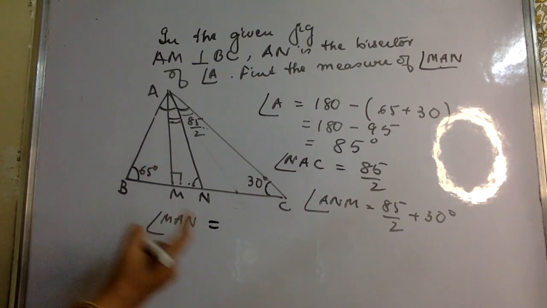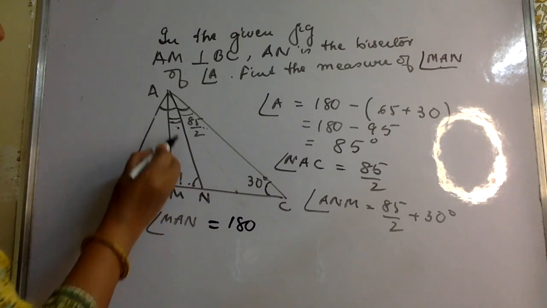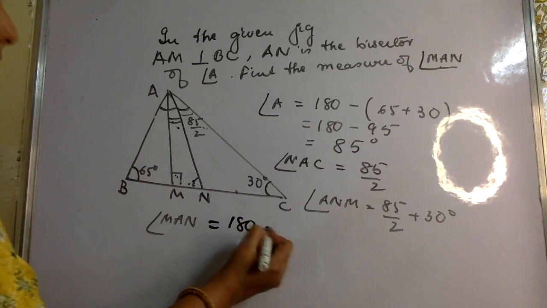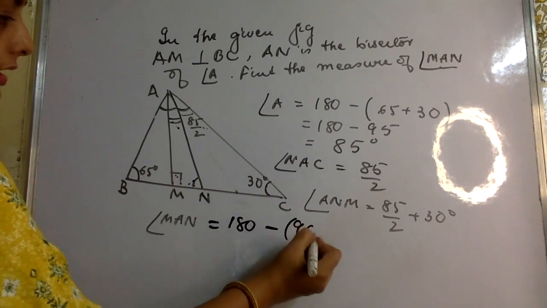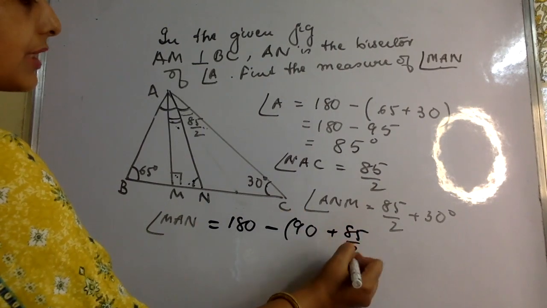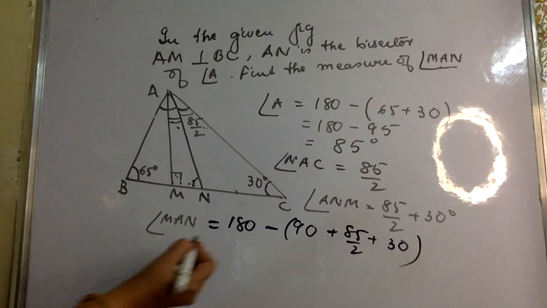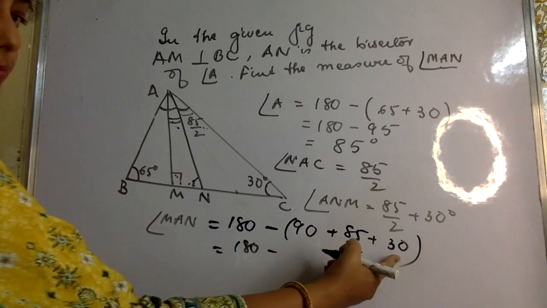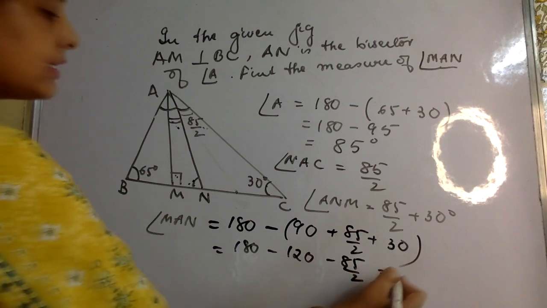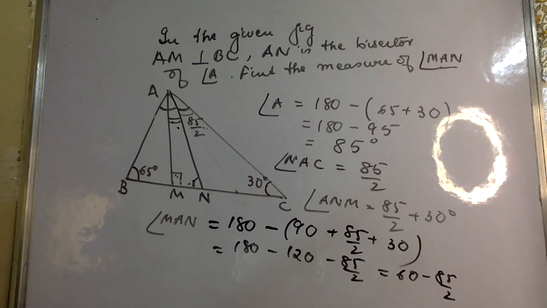In triangle MAN, I can see 180, because again I am going to apply the triangle sum property here. So the sum of this plus this plus this should be equal to 180 degrees. So angle MAN is 180 minus (90 plus this angle, which is written here, ANM). So this is 85 by 2 plus 30, everything I am subtracting all together. That gives me 180 minus 90 minus 30, which gives me 60 minus 85 by 2. Okay, 60 minus 85 by 2.